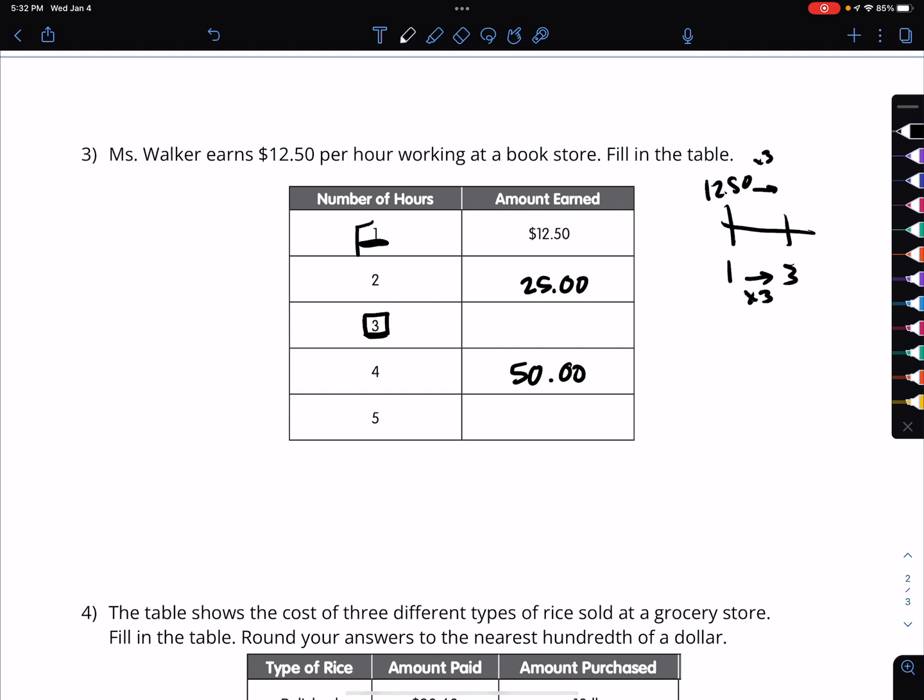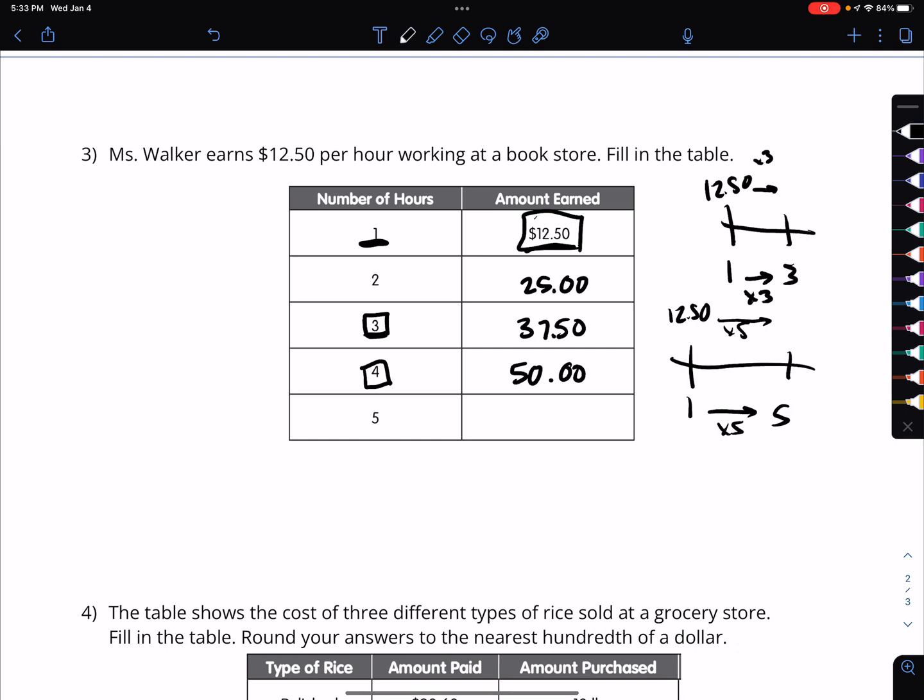Or I could say, well, 1 hour plus 2 hours would get me 3 hours. So if I add these two amounts here, it will get me my answer of $37.50 for 3 hours. So now when we get to 5 hours, 1 hour, $12.50. If we want 5, we would need to multiply this by 5, or we could do our 4-hour amount and add 1 more hour of pay. So I think I'm going to do that because it's relatively easy.